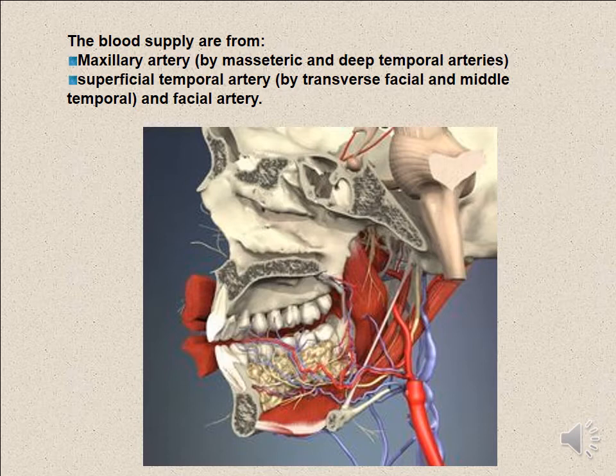The blood supply, again, is a very rich blood supply. The first one is from the maxillary artery by 2 branches, the masseteric and deep temporal arteries, and the second one is from the superficial temporal artery by two branches, the transverse facial and middle temporal arteries, and the other supply is from the facial artery. So, like the masseter muscle, the temporalis muscle is richly supplied for its action in mastication.